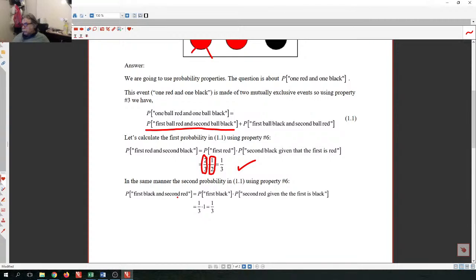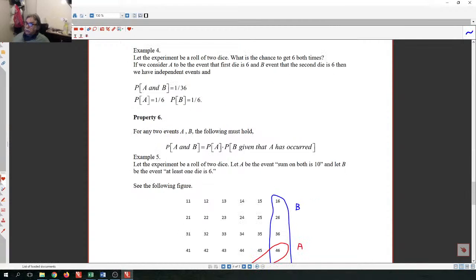that if you want to find the chance of the first black and the second red, it's 2 events, right? First black is the first event, second red is the other event. Property number 6 says that's the same as the probability of first black times red given that the first ball is black. So again, I'm simply using property number 6. It says the probability of A and B is the probability of A times the probability of B given that A has happened.